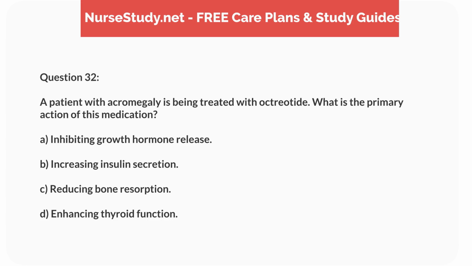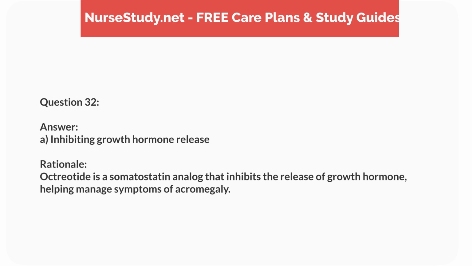Question 32. A patient with acromegaly is being treated with octreotide. What is the primary action of this medication? A. Inhibiting growth hormone release. B. Increasing insulin secretion. C. Reducing bone resorption. D. Enhancing thyroid function. Answer: A. Inhibiting growth hormone release. Rationale: octreotide is a somatostatin analog that inhibits the release of growth hormone, helping manage symptoms of acromegaly.